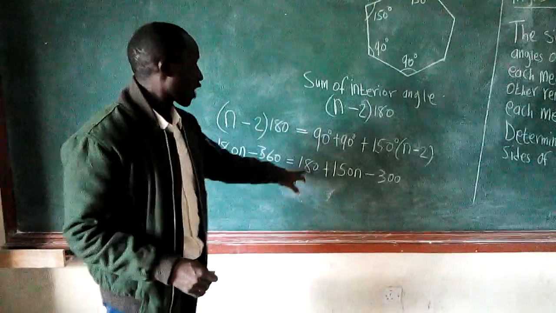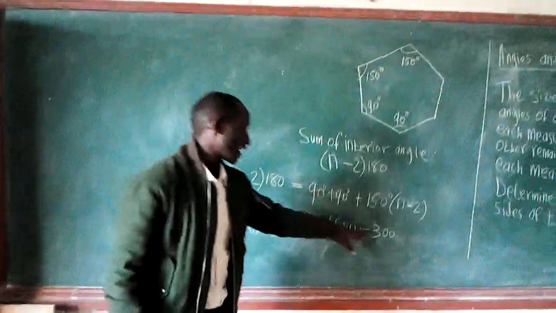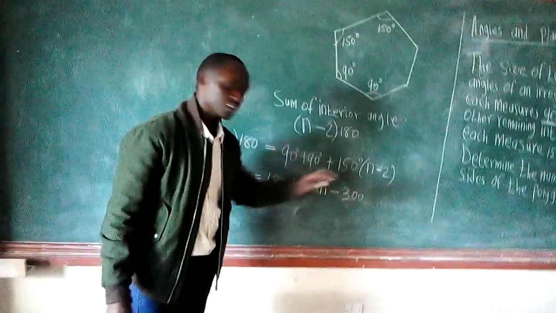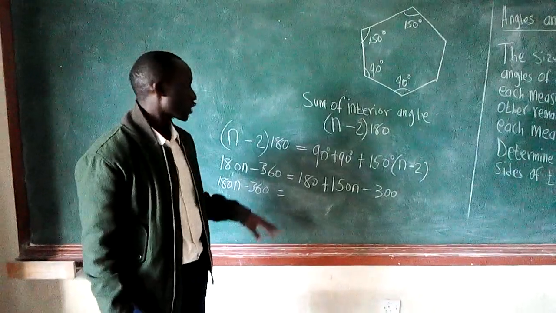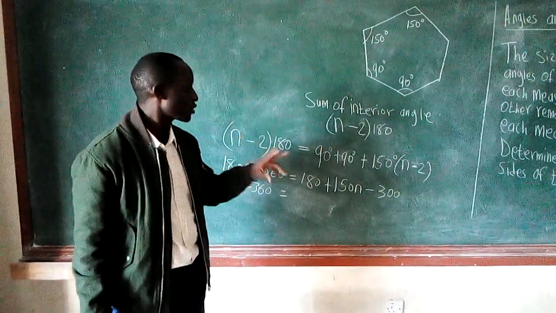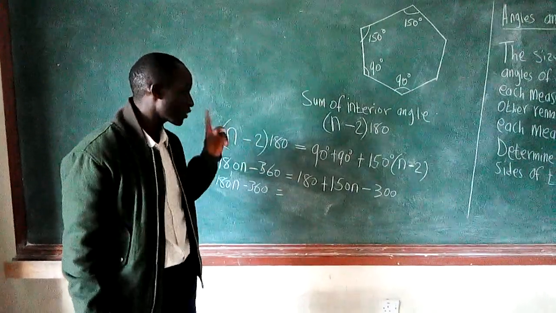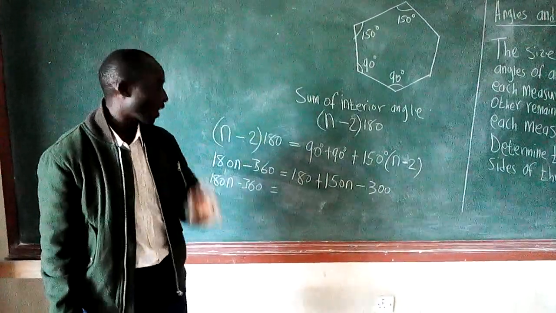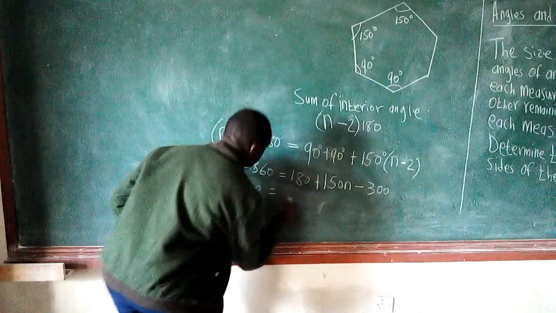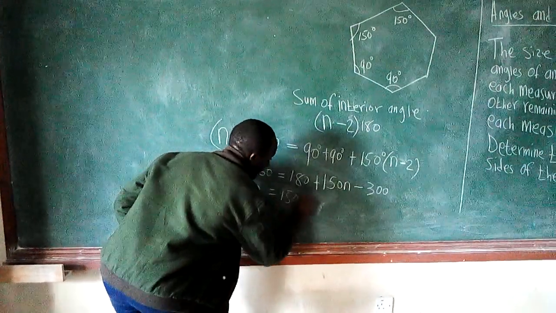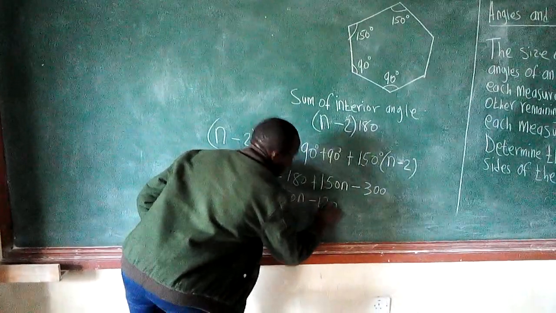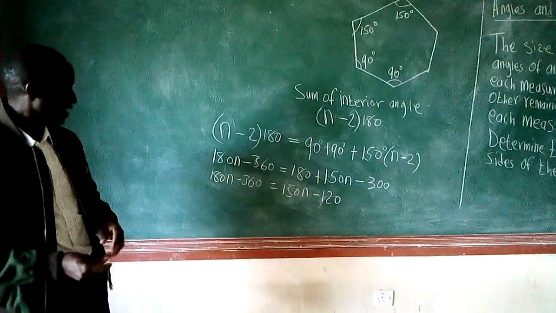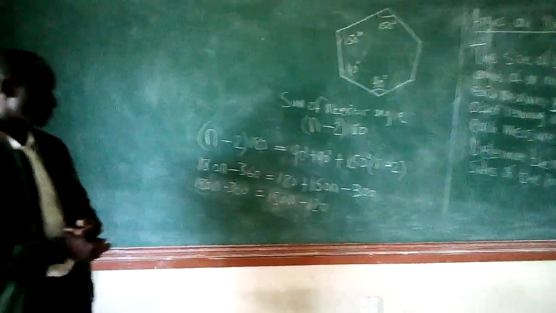It's like to say you have 180 shillings and you have a debt of 300, a debt. When you go to pay 180, you are going to remain with a debt of 120. Therefore, it means 180 minus 300, that is minus 120. Therefore, we are going to have this one first, 150n minus 120. Are we together? Therefore, let us collect the like terms together.